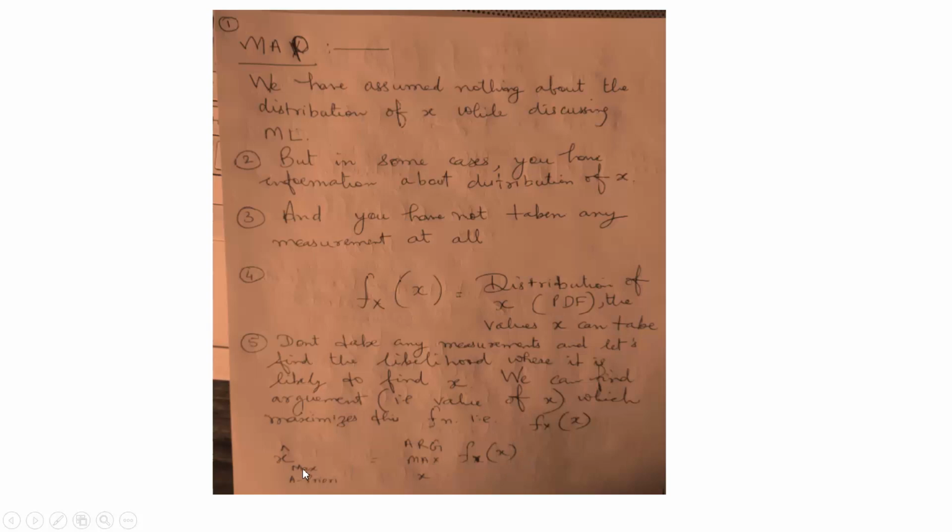This is maximum a priori estimation, in which we have the distribution of x available, and the value of x for which this distribution gives us the maximum is our estimate. This is the max a priori estimation technique.